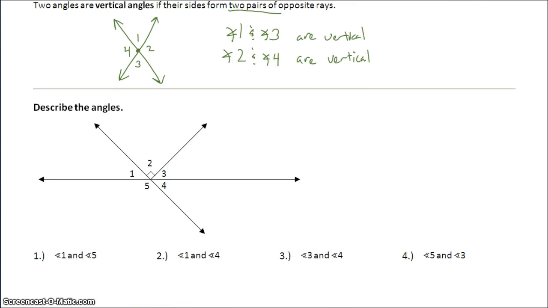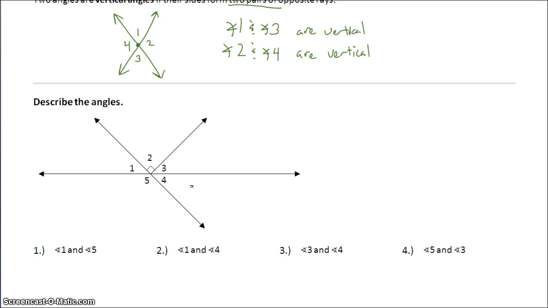Let's look at a picture where we have to describe these angles. Angle 1 and angle 5. Well, angle 1 and angle 5 share a vertex, and they share a side. That means that they are adjacent. If I take the measure of angle 1 and I add the measure of angle 5, I'm going to get 180 degrees, which means that they are supplementary. And if they're adjacent and supplementary, they're going to form a linear pair. So angle 1 and angle 5 are actually all three of those definitions.